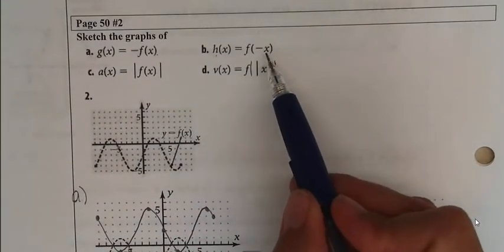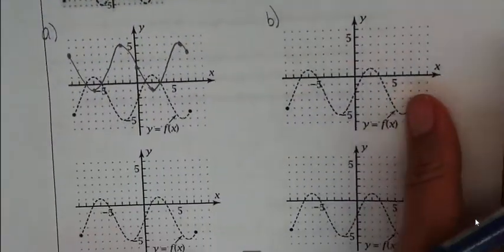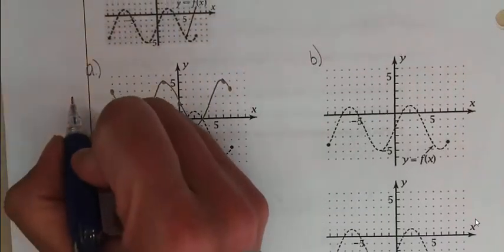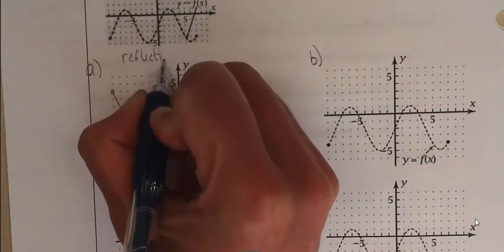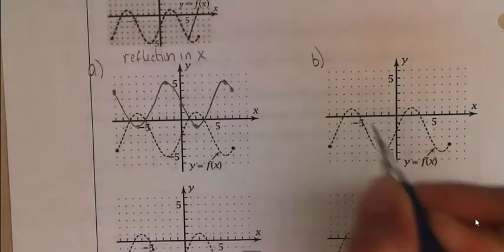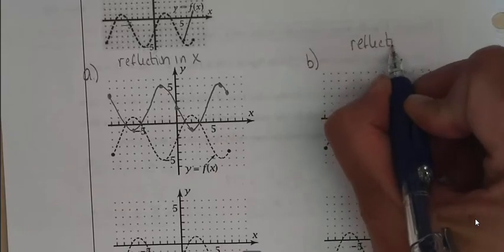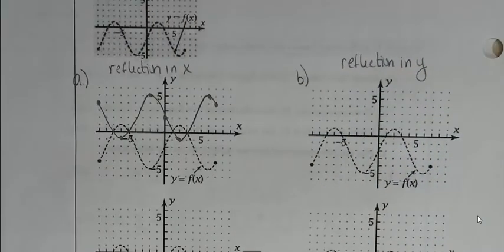So B now says, let's do opposite x's. So opposite x's means a reflection in the y-axis. Okay, so if you need to, you can definitely jot down some notes. So this is a reflection in x. This one's going to be a reflection in y.